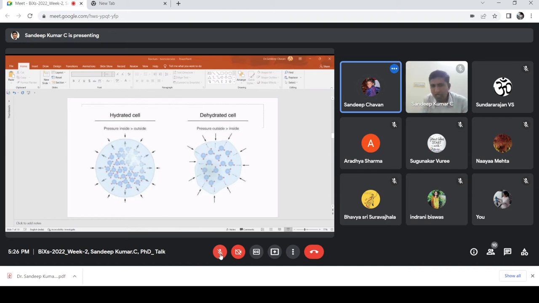So the second point we have discussed is the minerals. Our body needs different kinds of minerals.